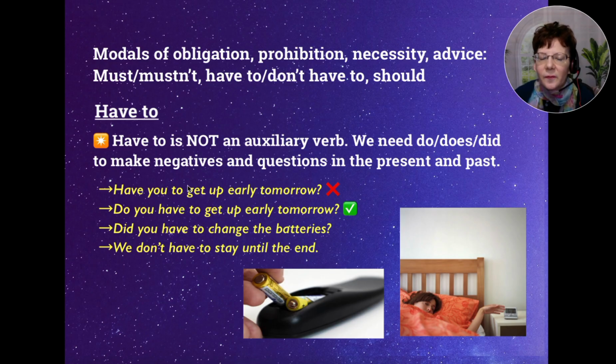So, for example, you'll see which one here is right and wrong. Have you to get up early tomorrow? And then look at this one. Do you have to get up early tomorrow? So this one is formed incorrectly, as you can see. So always start with do. And then we have, did you have to change the batteries? Right? And then this one, we don't have to stay until the end. So that one's negative. All right. So go to the next one.